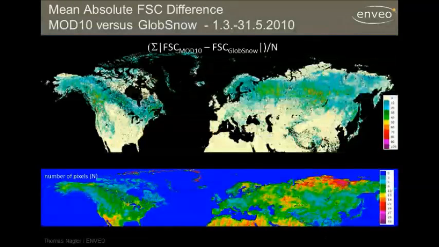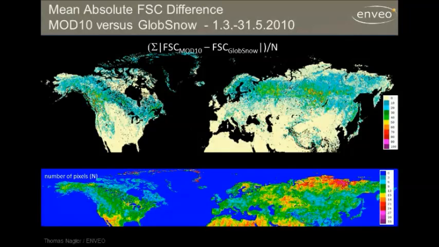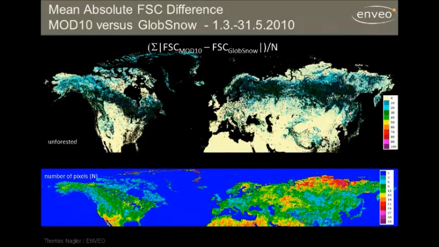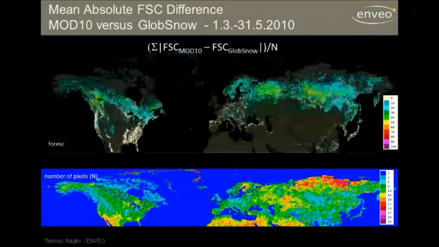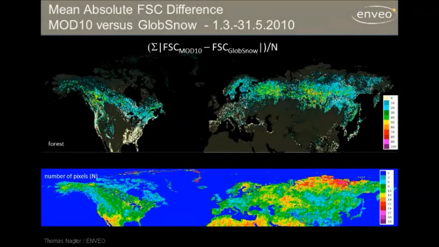on that. So basically, we have compared the GlobSnow product with the NASA MODIS product, which is kind of the benchmark optical snow product. The upper image shows the difference between the NASA MODIS product and the GlobSnow product. What we can see is that when we mask out the forests, the retrieval accuracy is relatively similar. So when we don't have forests, the retrieval accuracy is pretty much the same for the two different products. But when we look at the forests, we see a pretty large difference between the MODIS product and the GlobSnow product.